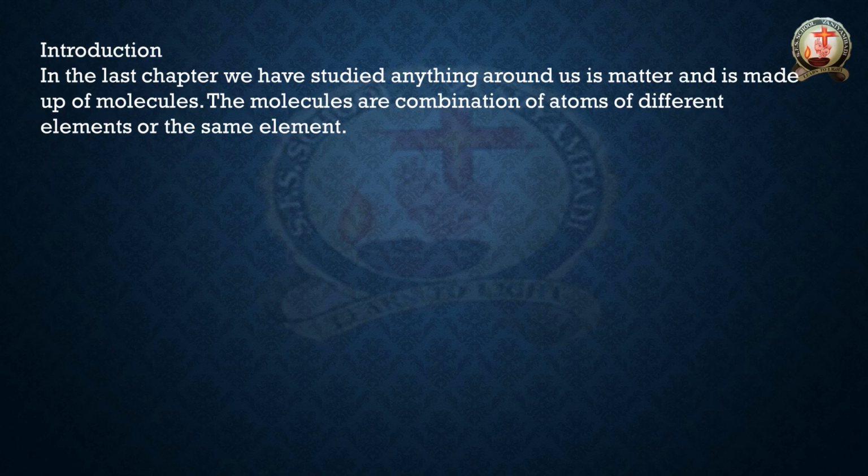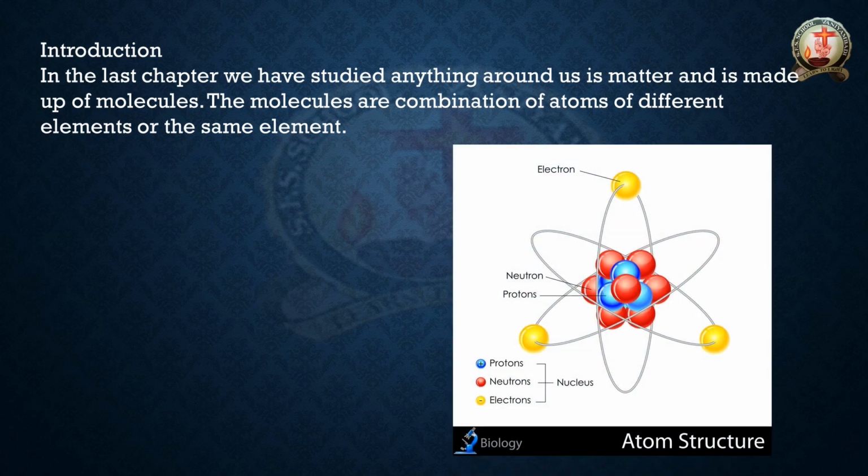So I am going to introduce this chapter now. Introduction. In the last chapter we studied that anything around us is matter and is made up of molecules. The molecules are combined from atoms of different elements or the same element. See, I have shown one atom here. The atom is made up of different elements or the same element, but that is said to be an atom.